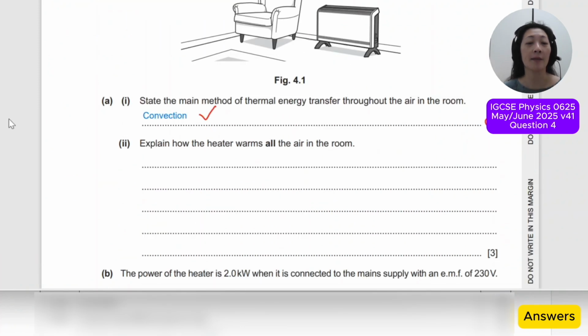A2. Explain how the heater warms all the air in the room. So now that we know that convection is taking place in this picture, we just need to use the process of convection to explain how this works. So where do we start?